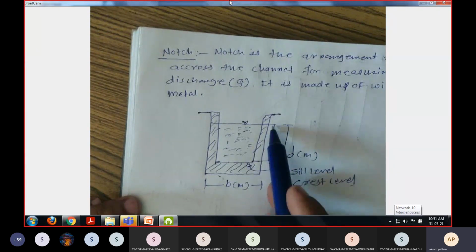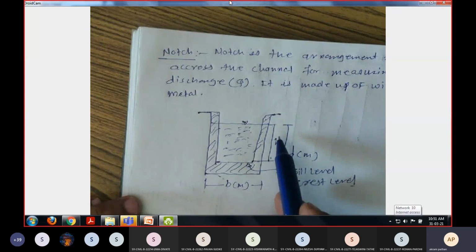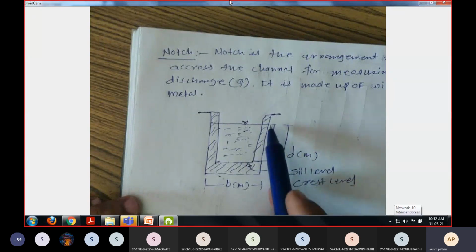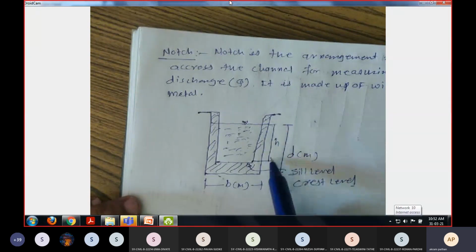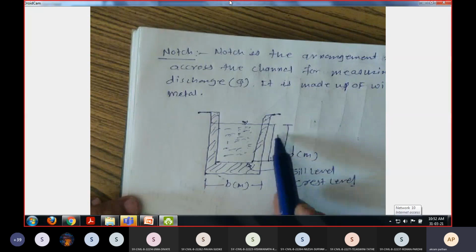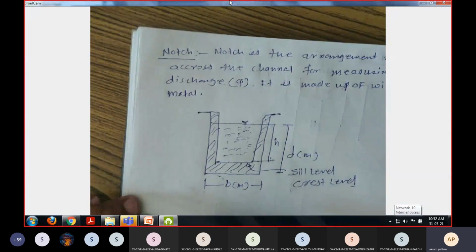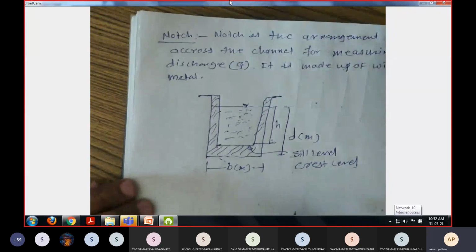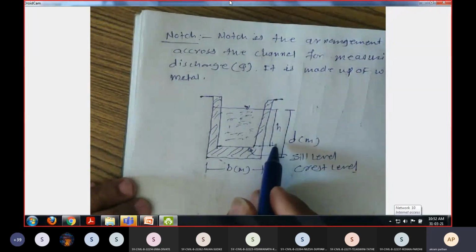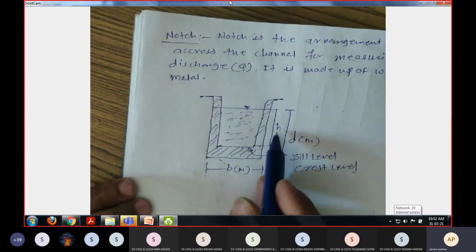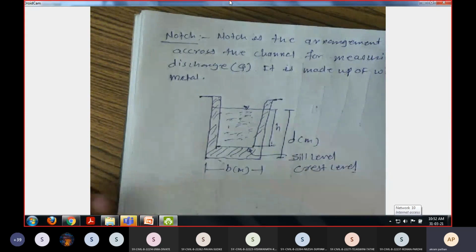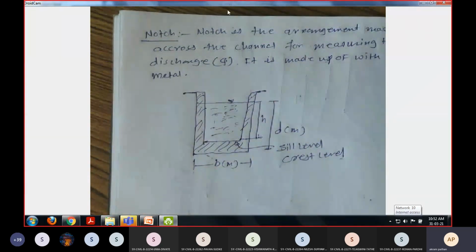And then again, if more discharge is required, we have to open more gate from the dam, and again we require this H. So as far as your demand is concerned, we have to open the gate and measure this H. Now this is about the notch.